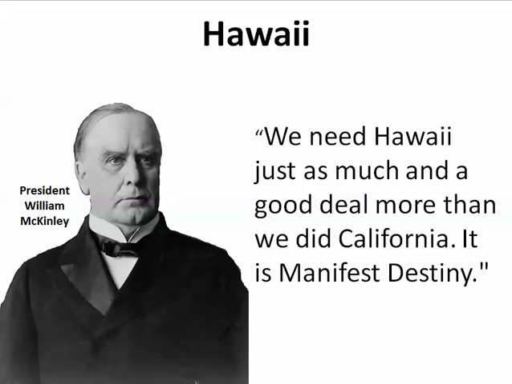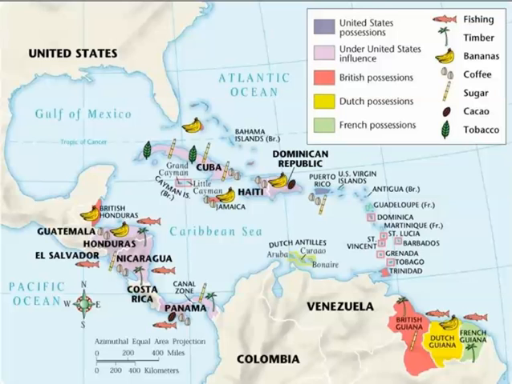And in Hawaii, which was not part of the Spanish-American War, President William McKinley says we need Hawaii just as much and a good deal more than we did California. It is manifest destiny. So we still see this word manifest destiny thrown around in expansion outside the continent of the United States. And it's because of a lot of products there, a lot of pineapples, and the Dole Pineapple Company was a United States business that went there trying to make money.